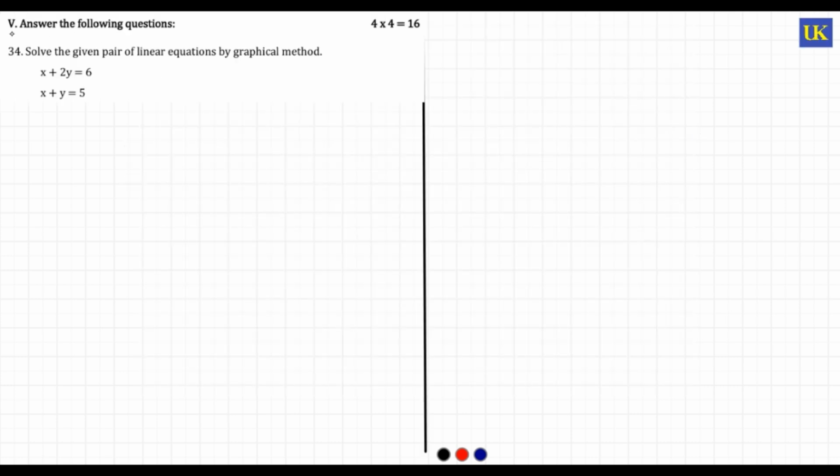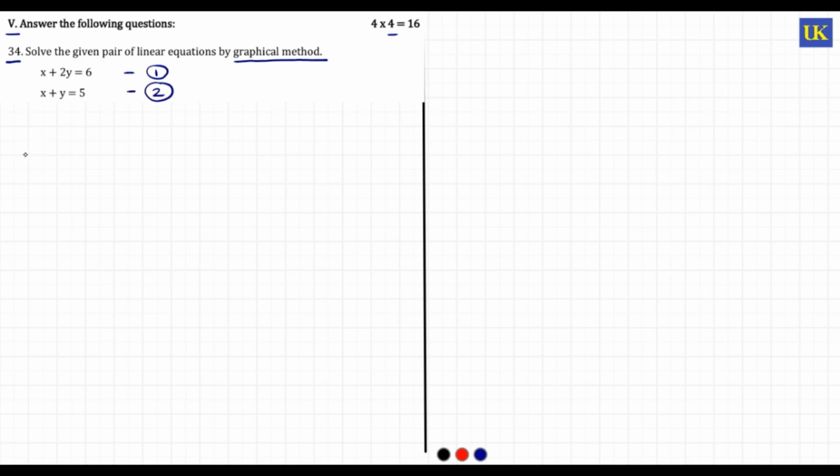So now we'll start with Roman number 5, and here in this Roman number 5 the questions are for 4 marks. So we'll see question number 34, which says solve the given pair of linear equations by graphical method. So we have to solve this using graphical method. Okay, so we have two equations here. Let us say that this is equation 1 and this is equation 2.